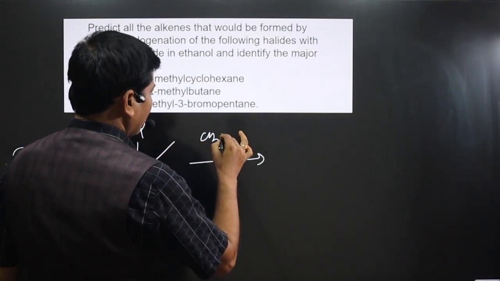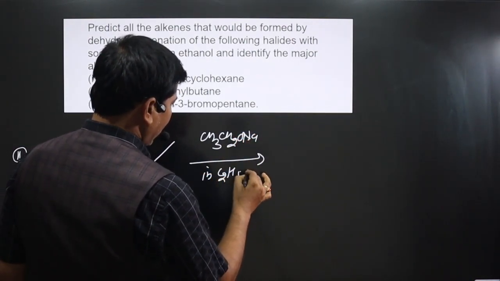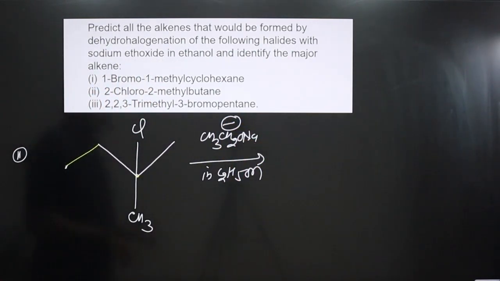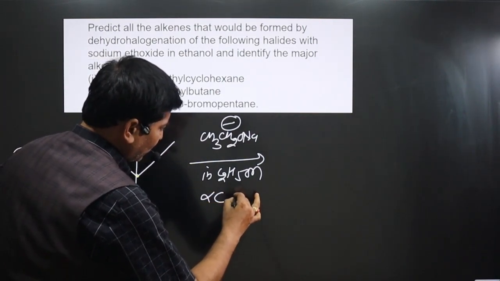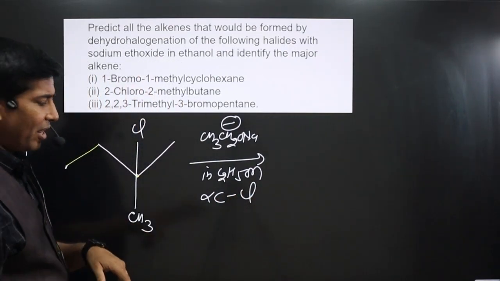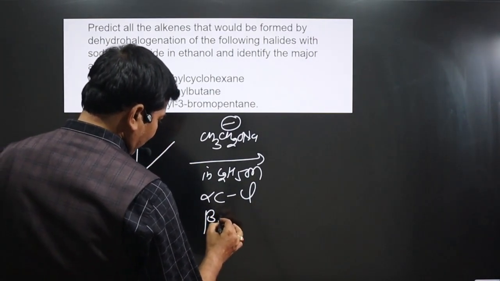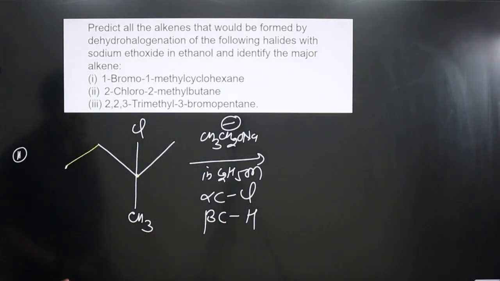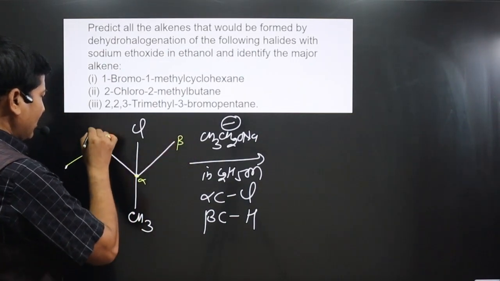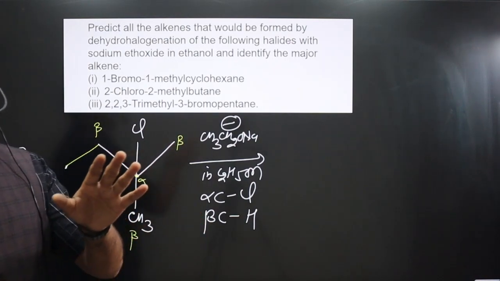This is CH3CH2ONa, that is C2H5ONa, and it has OH, so it is acting as a base, hence causing elimination reaction. In elimination reaction we remove halogen from the alpha carbon and hydrogen from the beta carbon. What kind of halogen? You can see chlorine is there. This Cl is attached to this carbon, hence this is the alpha carbon. This is beta carbon, this is beta carbon, and the next carbon is also beta carbon.